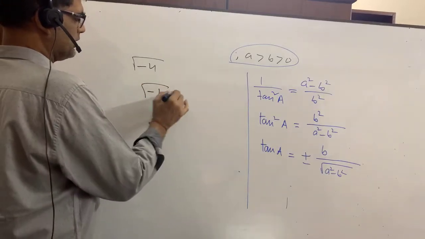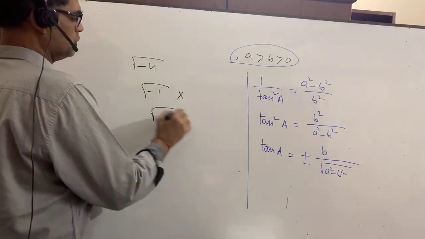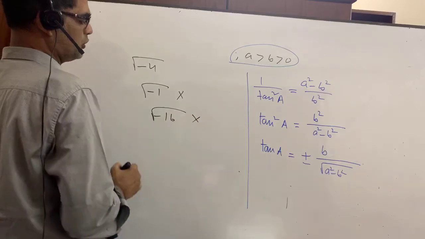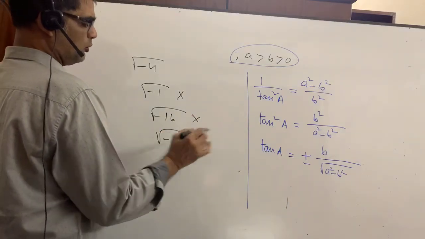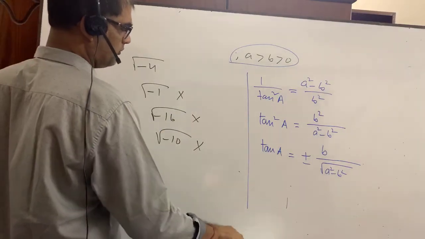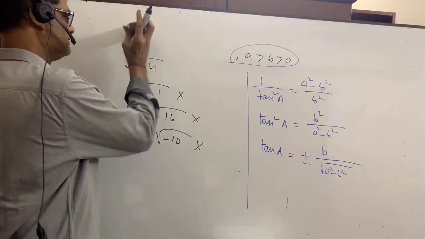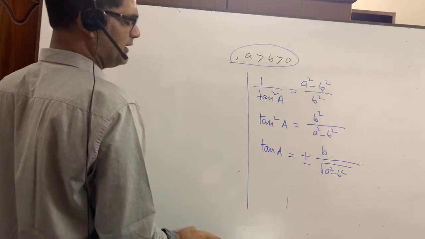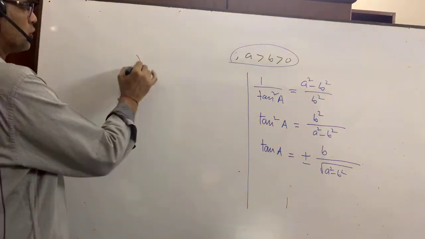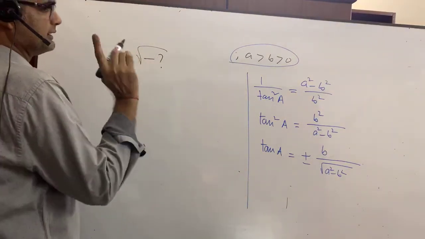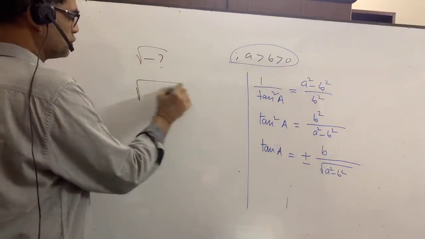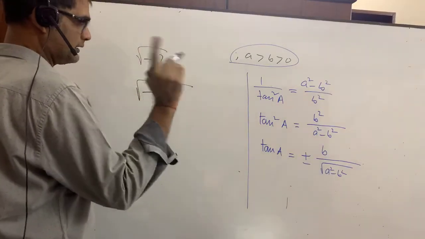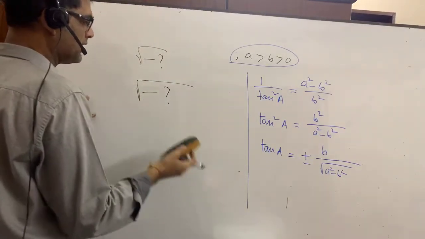Root over minus 1 we don't know. Root over minus 16 we don't know. Root over minus 10 we don't know. That's good. Suppose we have come to know root over minus something does not exist. I repeat, root over minus something does not exist in real numbers.